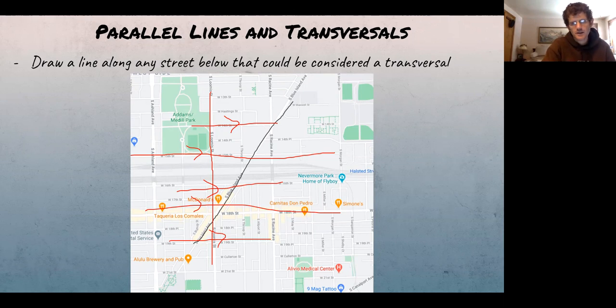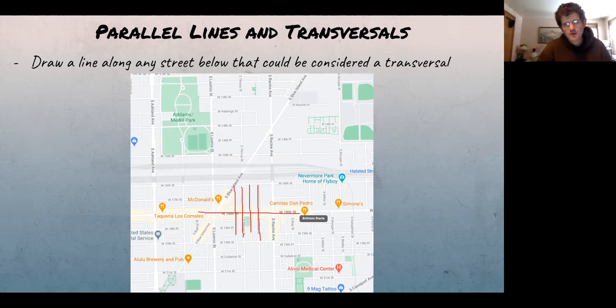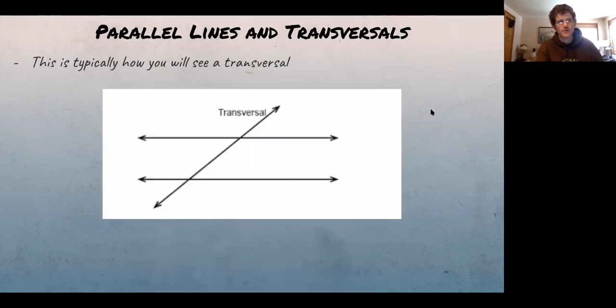And again, we could look at transversals all day long, but I've got all these parallel streets right here, and 18th Street is a transversal for those. So if this is helping you to understand the idea, again, you need to know what a transversal is, and it's typically not super complicated because this is the diagram you're going to work with a lot of the time.